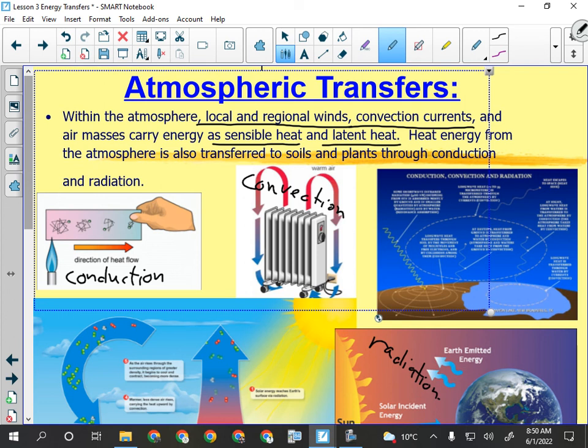Okay, what part of the Earth receives the most solar radiation? The equator. So that's why the equator is generally warmer than anywhere else on Earth. Okay, how does energy get from the equator to here?